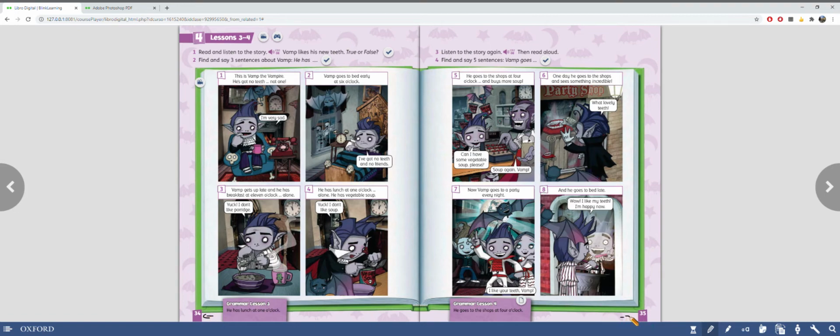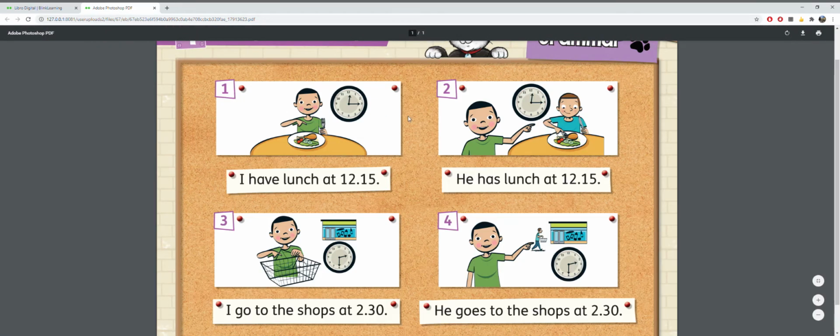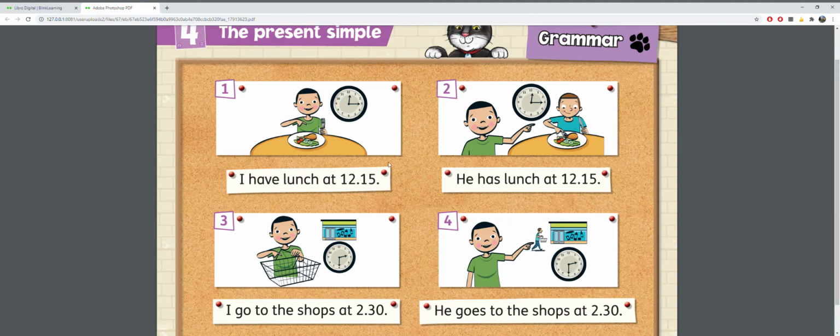Here we have the following activities. We have the reading for today, and here we have the story of Vamp the vampire. So we need to remember something about this, and we are going to check the grammar. Here we have the present simple, but the present simple is also used to indicate routines. So you have the routines right here. Routines are something that we repeat every single day. Here we have 1, 2, 3, and 4 actions that we do normally.